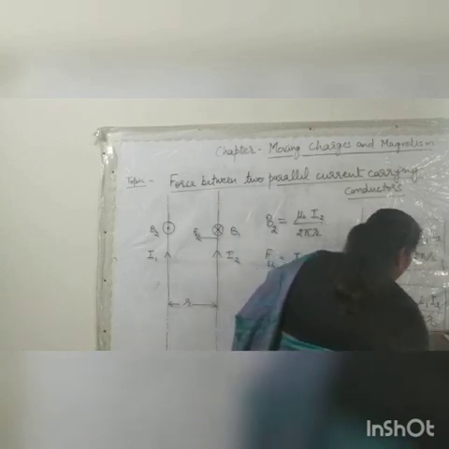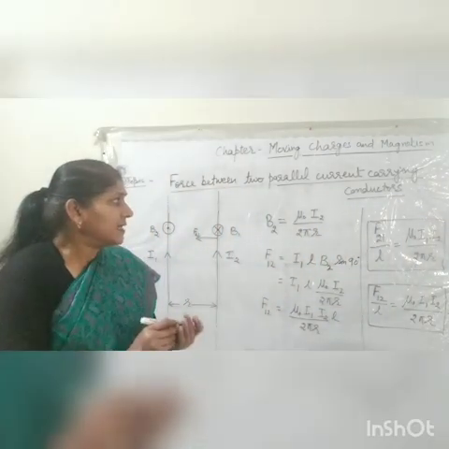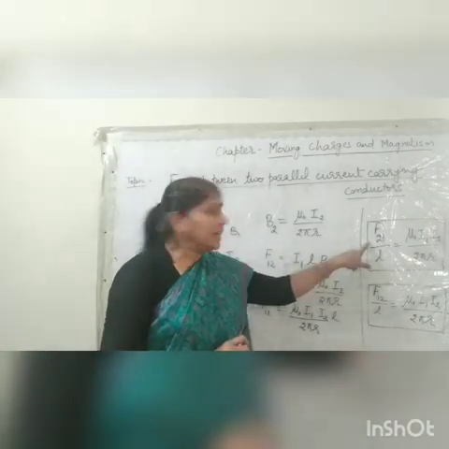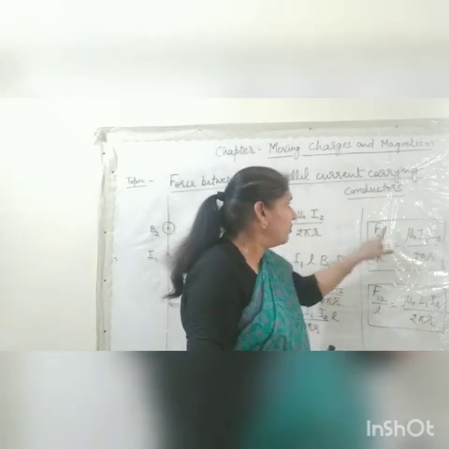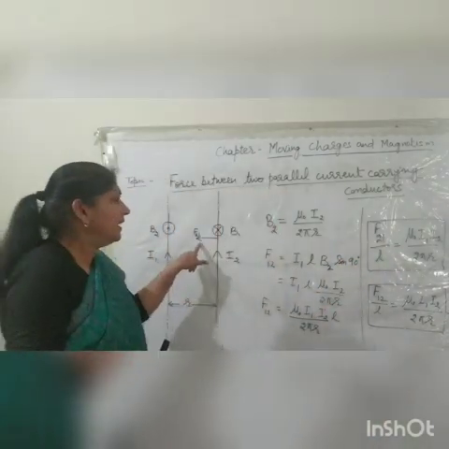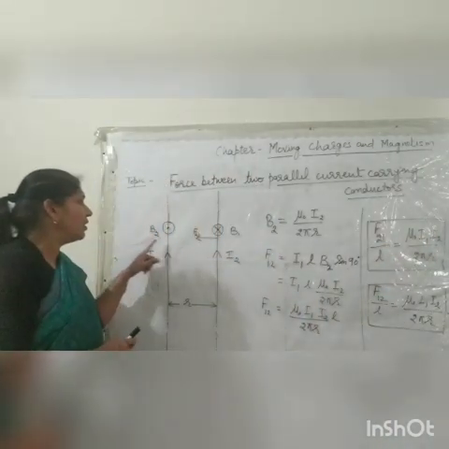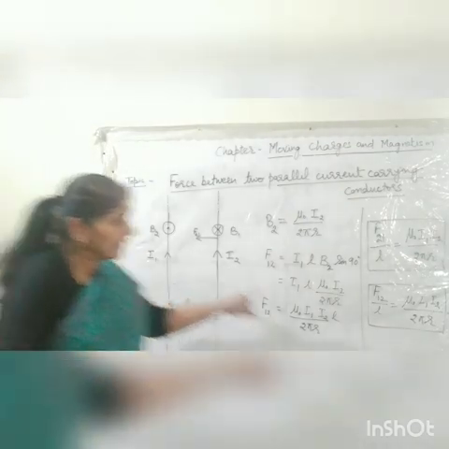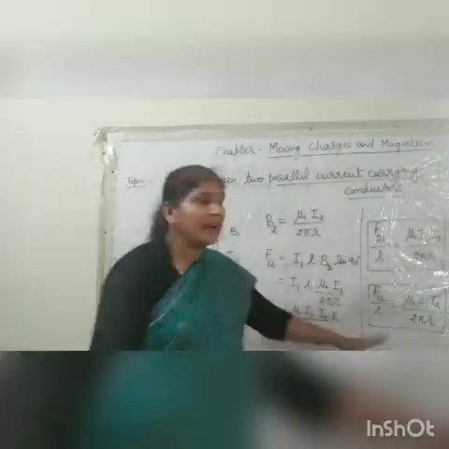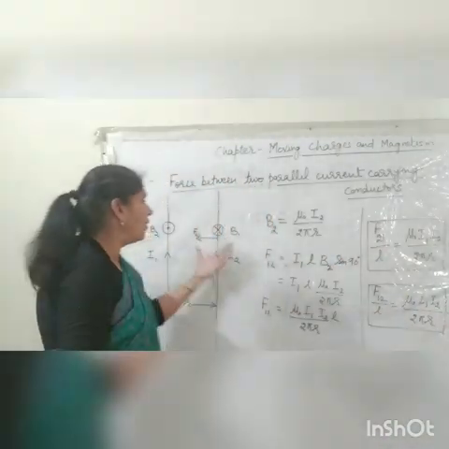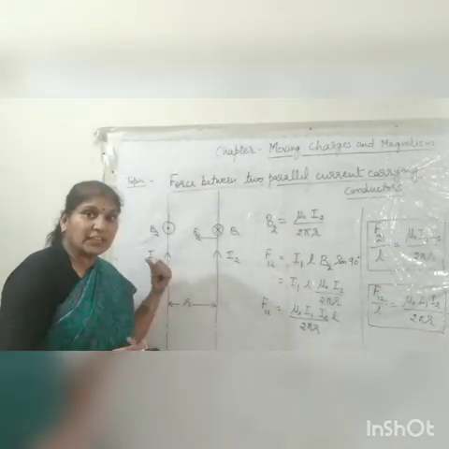So this time we are getting this expression, the second one. Earlier we got the expression for force on the second conductor due to the current in the first conductor. We were getting force per unit length of the second conductor as mu naught I1 I2 upon 2 pi r. Here also, the force on the first conductor due to the current in the second conductor, F12 upon L, is mu naught I1 I2 upon 2 pi r. It means both of these conductors experience equal force.